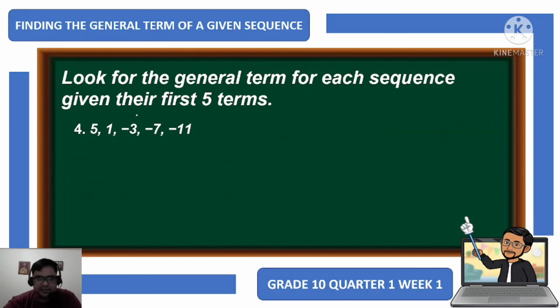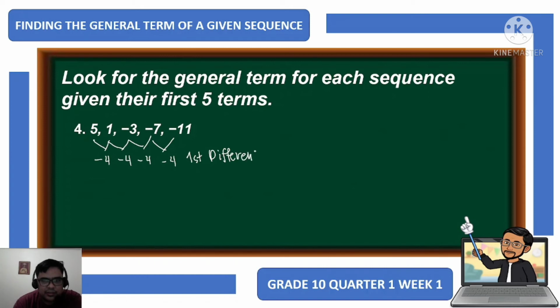How about number 4? So, 5, 1, negative 3, negative 7, negative 11. So, again, subtract natin. 1 minus 5, negative 4. Negative 3 minus 1, negative 4. Negative 7 minus negative 3, negative 4. Negative 11 minus negative 7, negative 4. Again, pareho sila sa first differences.